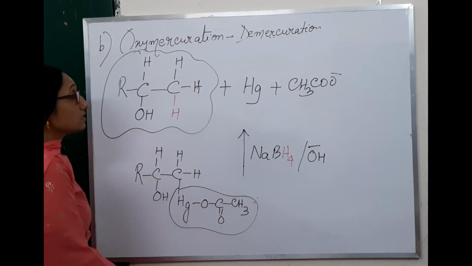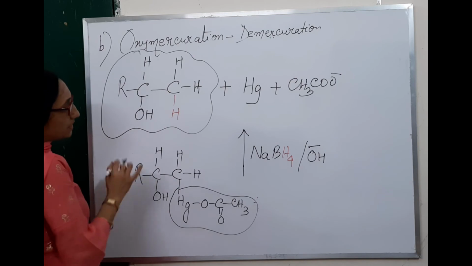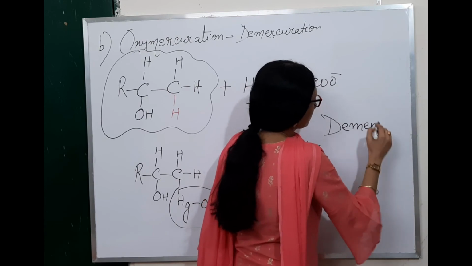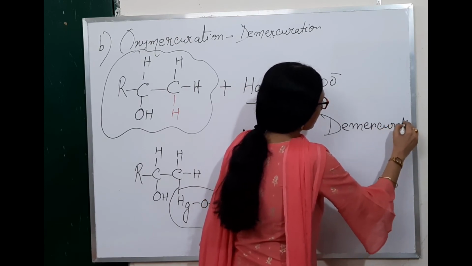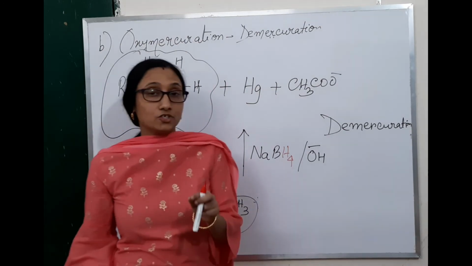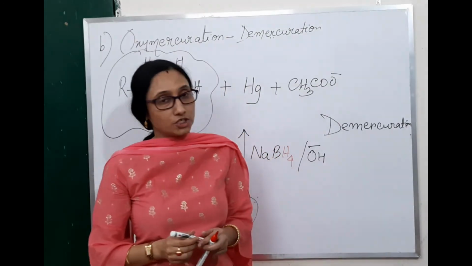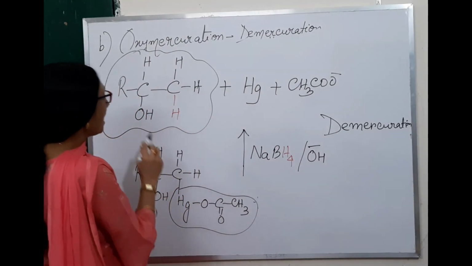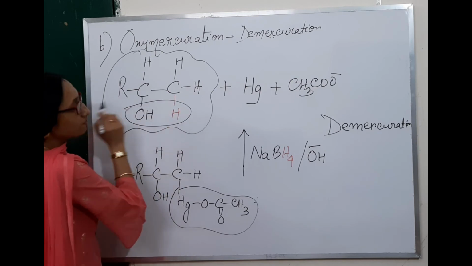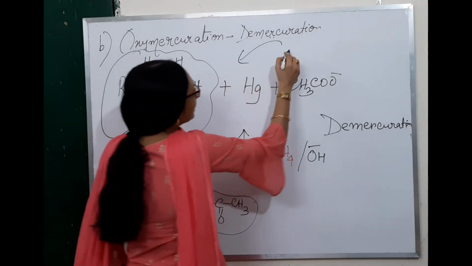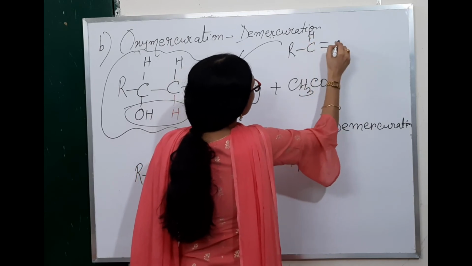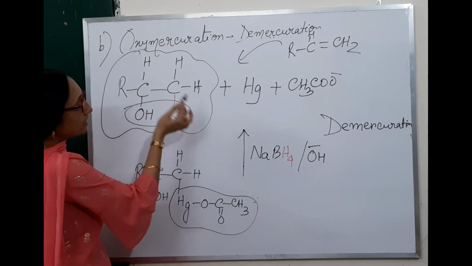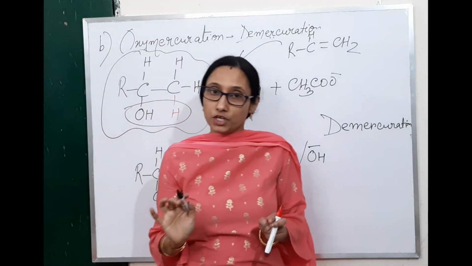What is this? This is alcohol, and this step is known as demercuration. So the net result of oxymercuration and demercuration is the addition of water according to Markovnikov's rule. Our starting alkene was this and our product is this one. That means water is added according to Markovnikov's rule.